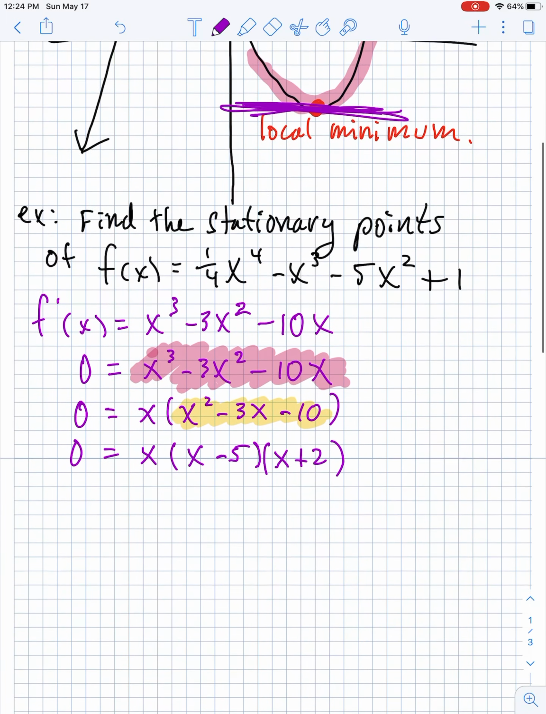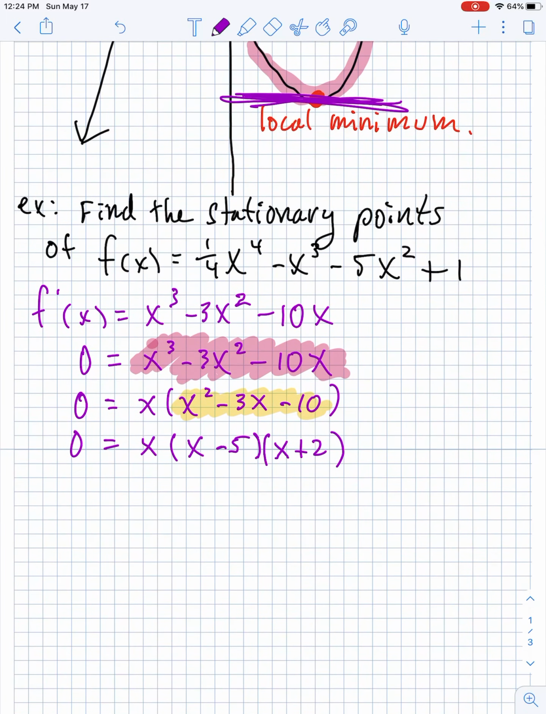Now, the same way that you would normally set your parentheses equal to 0, you're going to do that, but now you have an extra factor. This one out front, you can think of like an x plus 0 if you want, but you have to set all three of those equal to 0 to get x equal to 0, 5, and negative 2. You guys, this means that there are 3 stationary points on the graph.